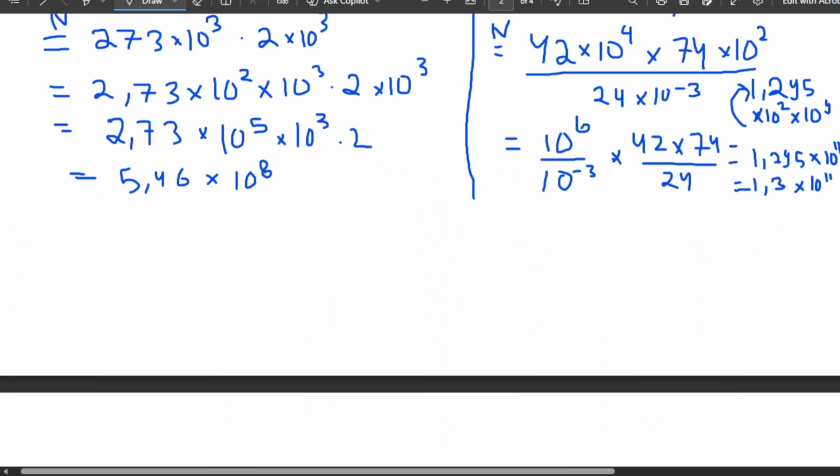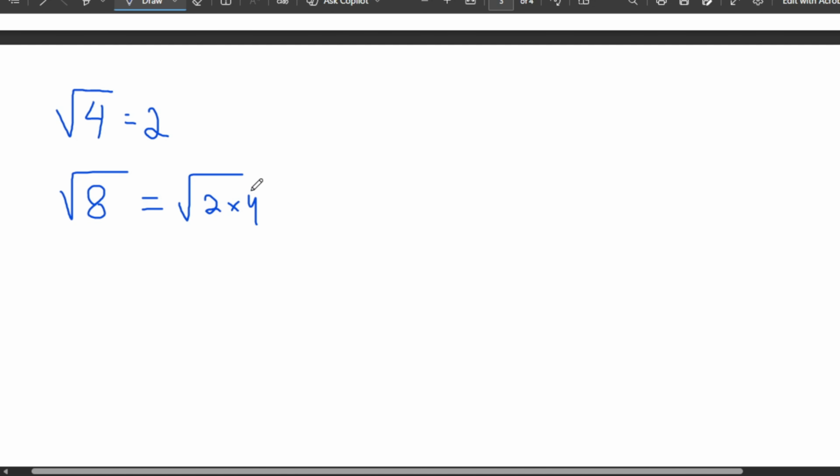Next, we're going to talk about simplifying radicals. So, if we have a square root of something, let's say the square root of 4 is equal to 2, right? If we have the square root of, let's say, 8, well, it's not a perfect square, so we cannot really do anything. But if we make it like this, so 2 times 4, oh look, 4 is a perfect square.